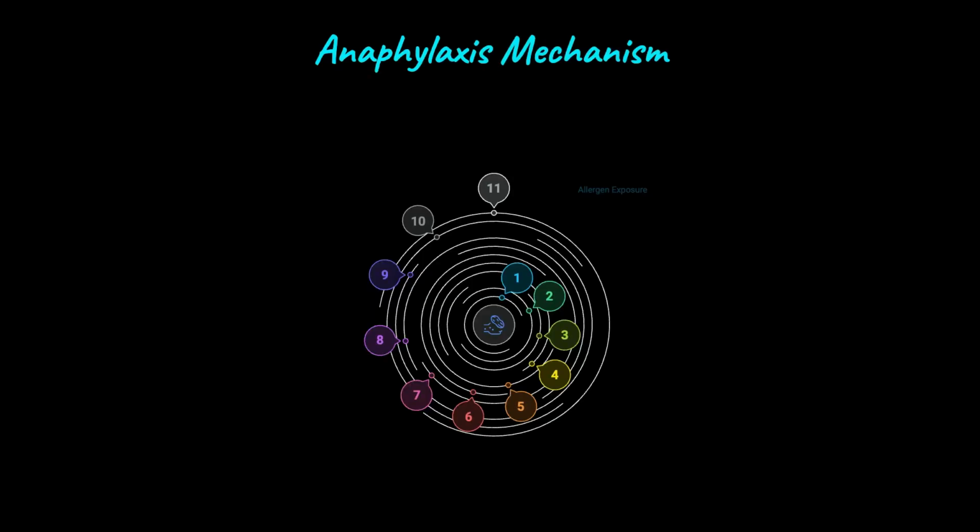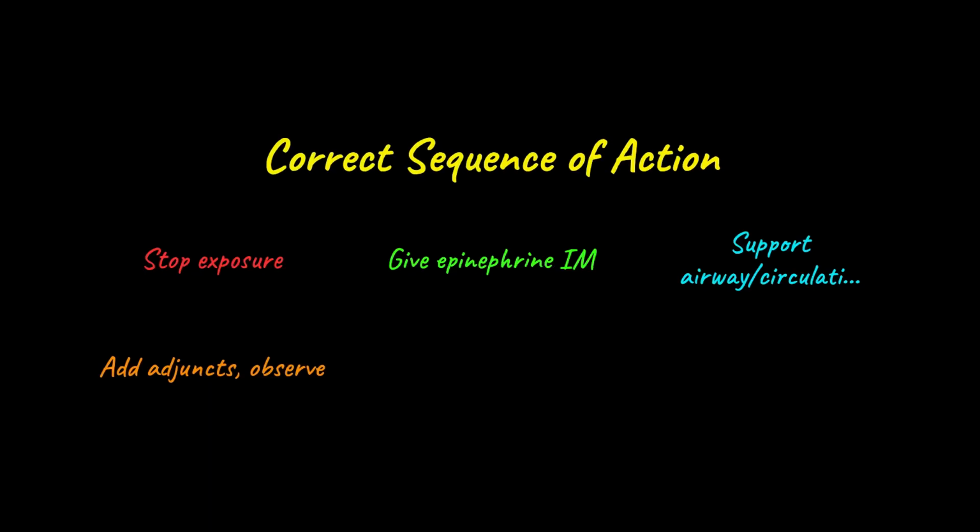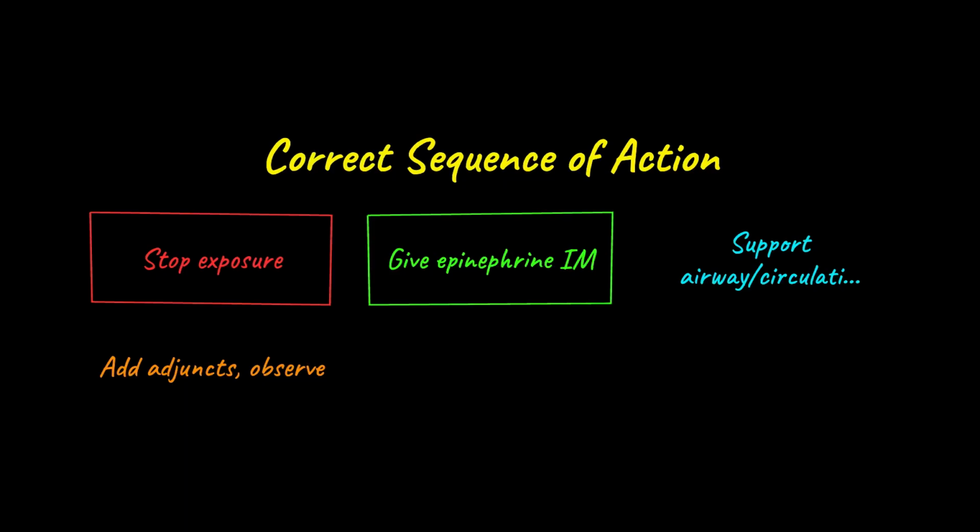Histamine release drives widespread vasodilation and capillary leak, smooth muscle contraction, and airway swelling all at once, which is why the presentation is so sudden and multi-system. The correct sequence is stop the exposure, prepare and give intramuscular epinephrine in the lateral thigh. Support the airway and circulation with oxygen and positioning. Then add adjunct medications and monitor for a late biphasic reaction.